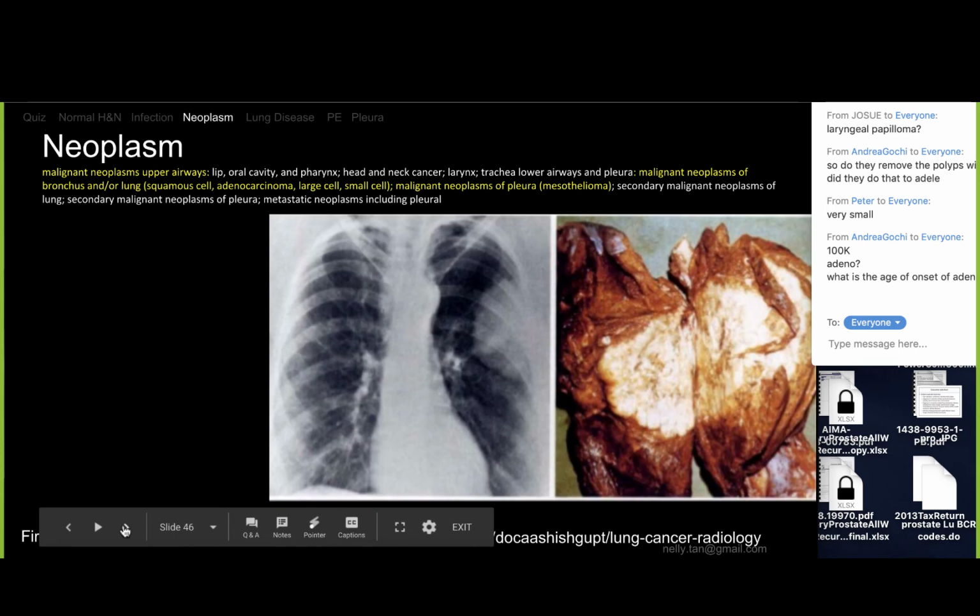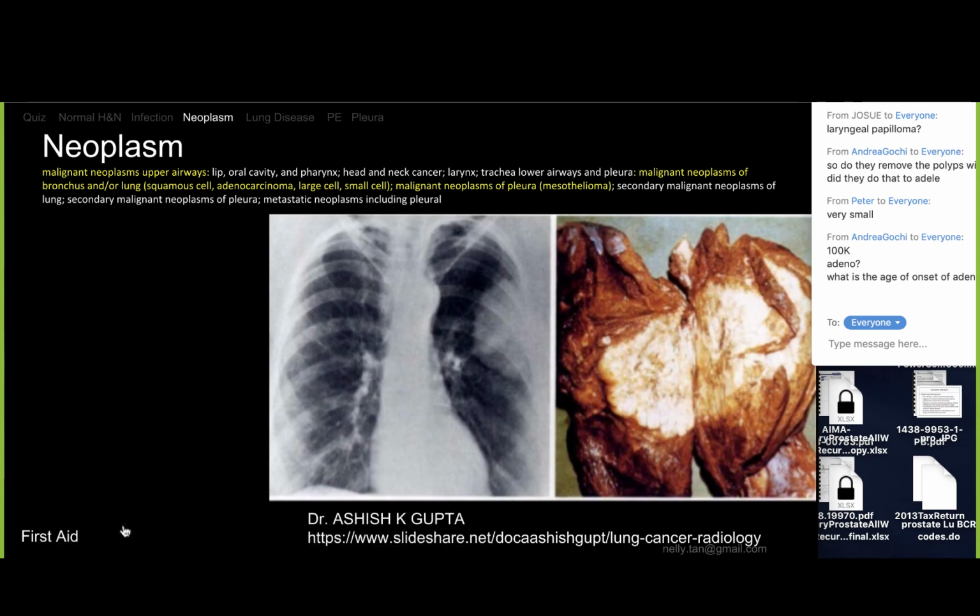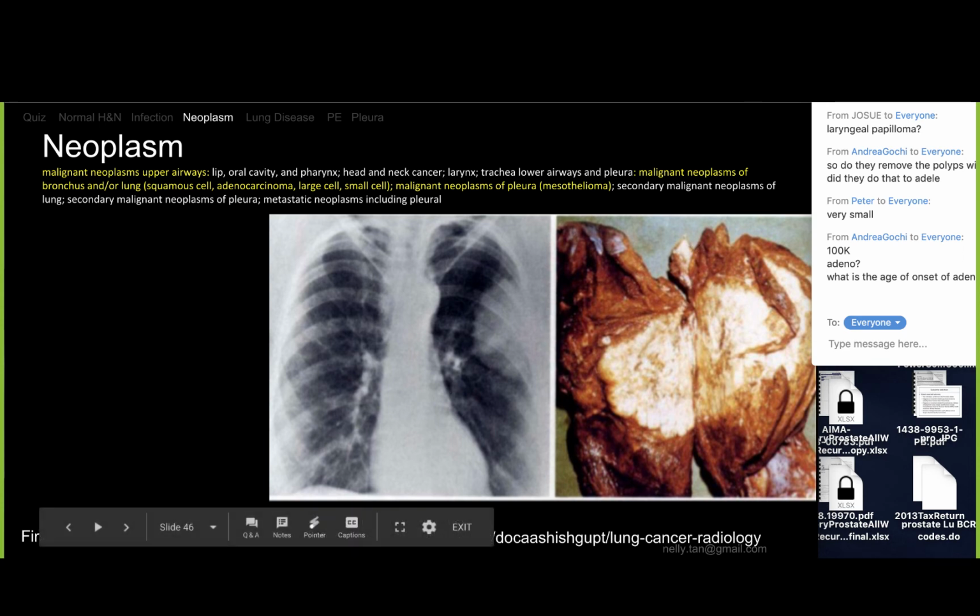In contrast, what do you see here on this chest radiograph? Normal, abnormal? If abnormal, which side? Oh, there's a question. Sorry, I missed the question.